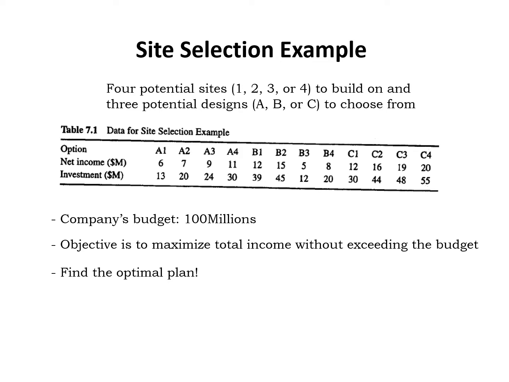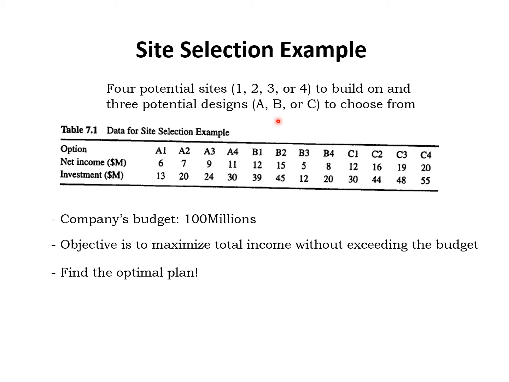Let's take a look at a simple problem that requires integer formulation. Here we have an example of a site selection problem, with four potential sites, 1, 2, 3, 4, to build on, and three potential designs to choose from, A, B, and C. You can build on site one using any one of these three designs, or you don't have to build actually.